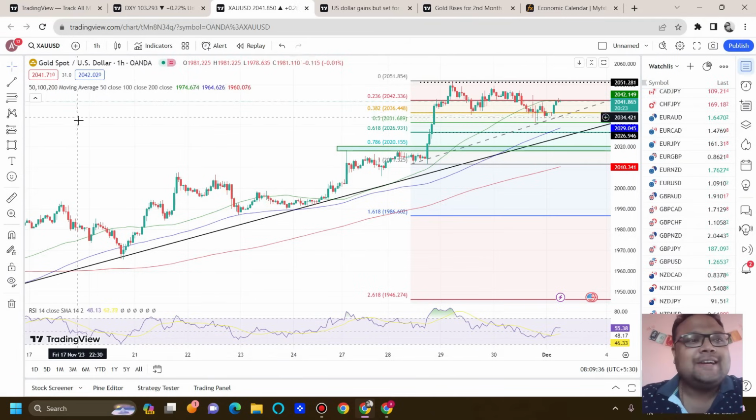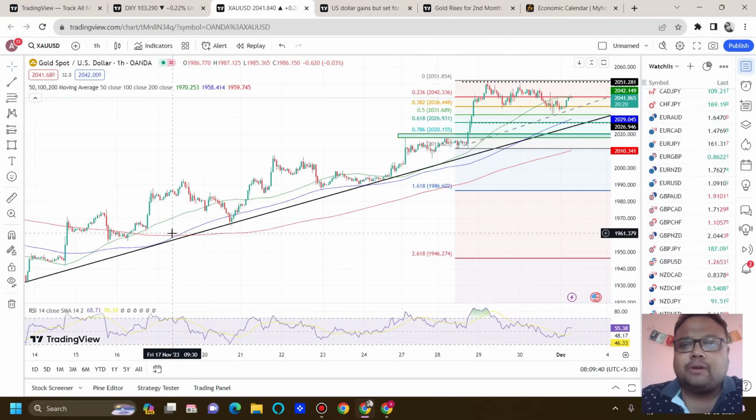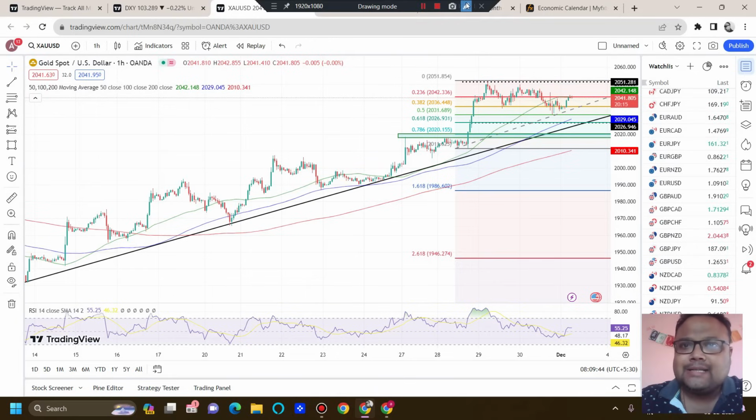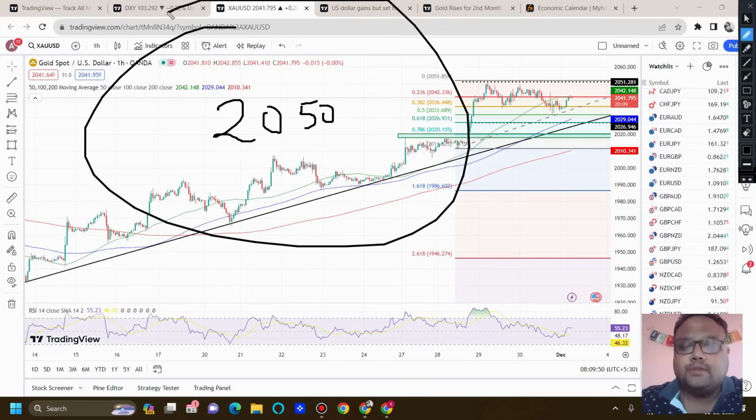Now let's talk about the chart of gold. If you look at the overall trend of the market here, obviously there is no doubt that gold is still in uptrend. But as I said yesterday also, to continue the upside, gold needs to cross 2050. If gold crosses 2050, then only can we consider that the market is continuing the trend again.